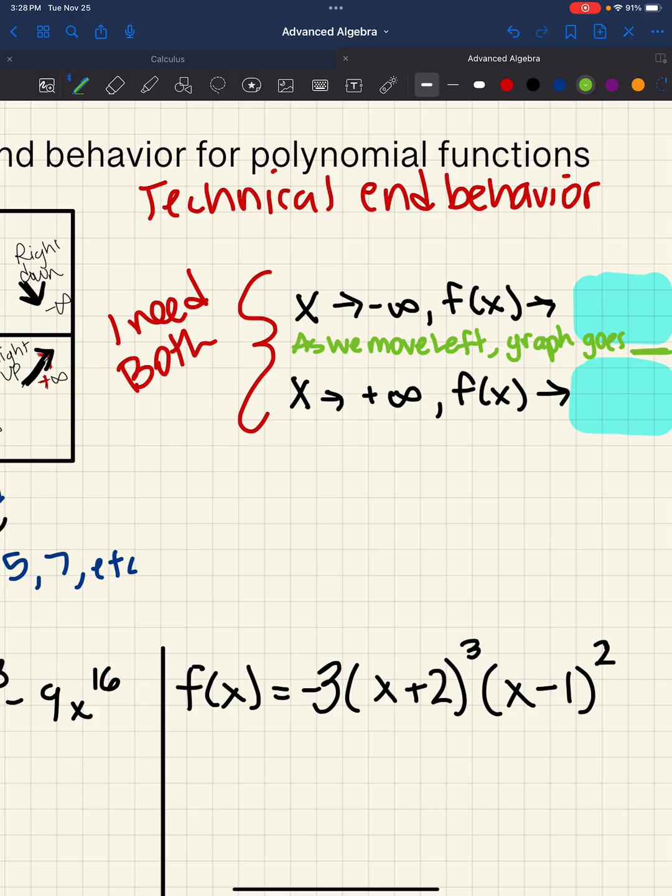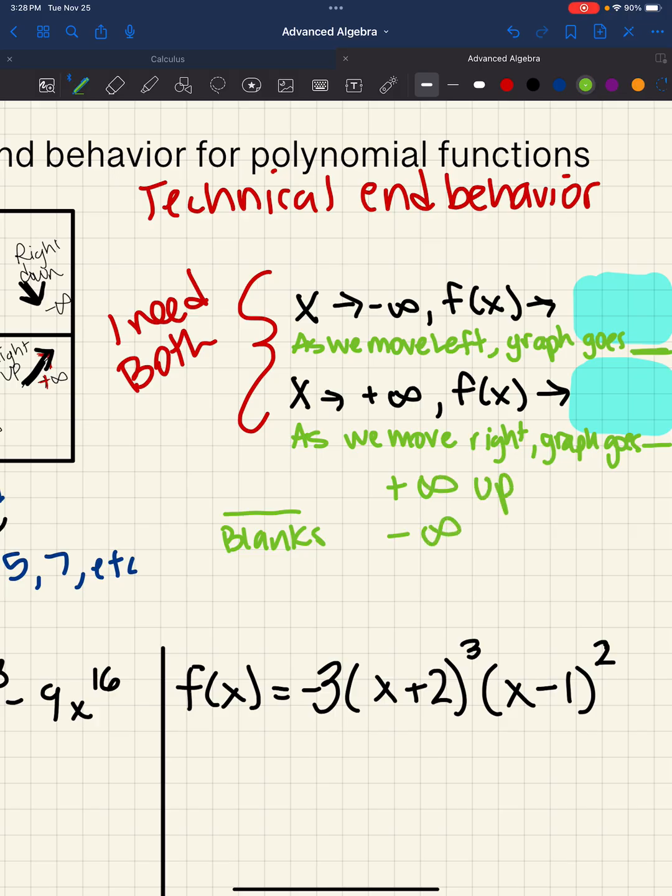And the other one, you have to provide both parts of these. Specifically, we need the comma statements because it's more than one piece of information. As we move right, the graph goes blank. And so what do we fill in the blank? The blanks are one of two choices. They're either positive infinity for up or negative infinity for down.